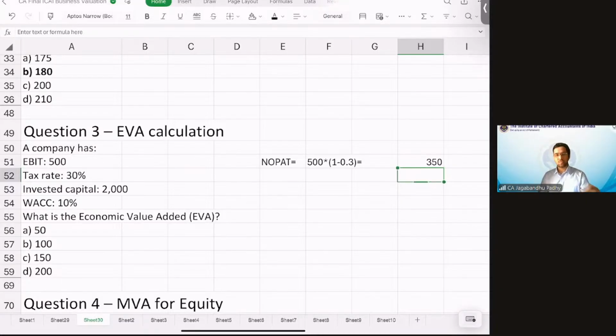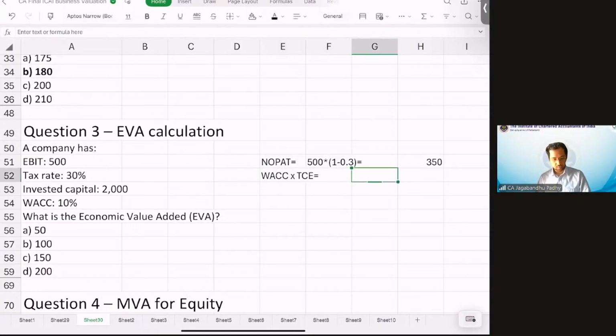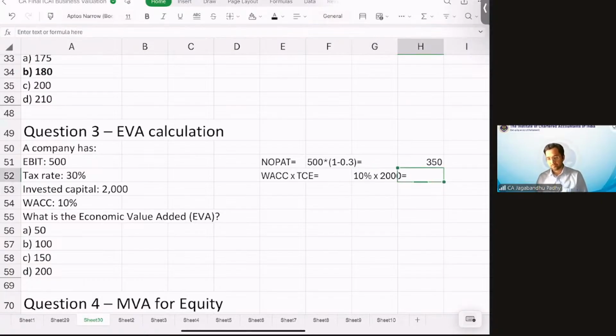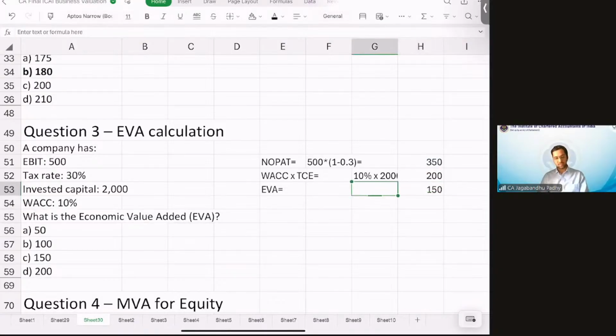And then we have to get the weighted average cost of capital into total capital employed. Now, weighted average cost of capital is 10% into total capital employed of 2000. So this is going to be 200. So economic value added is going to be 150. So the correct option is option C.